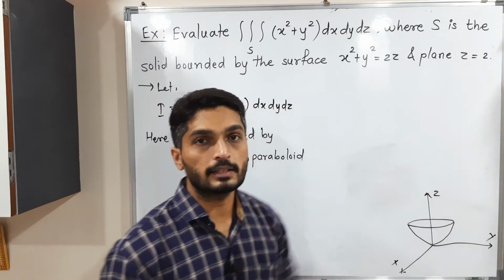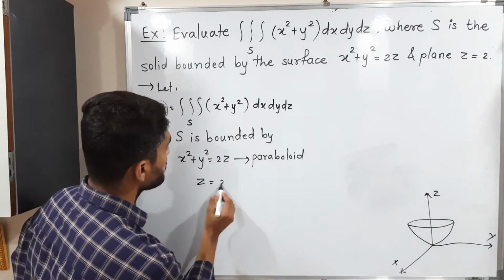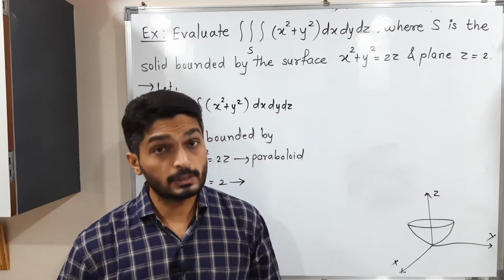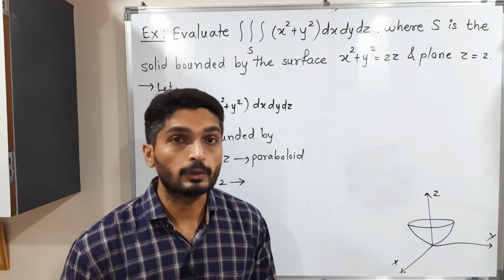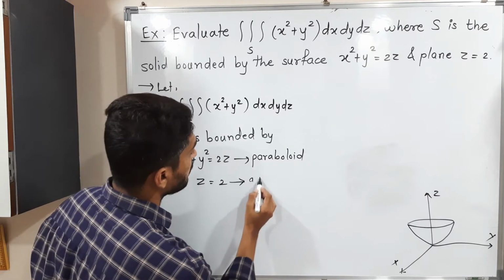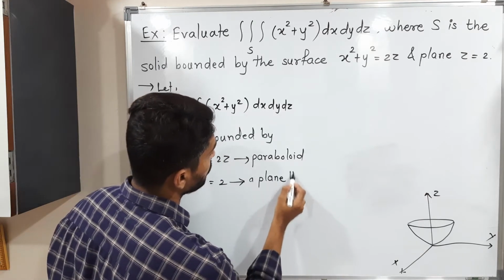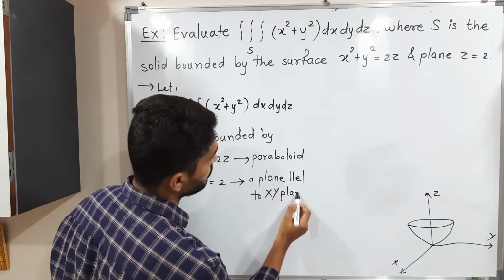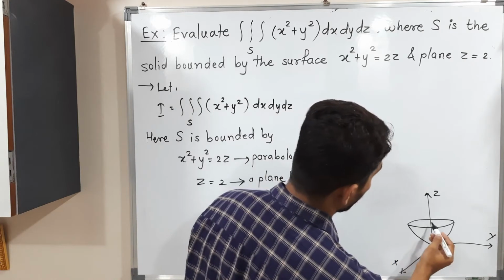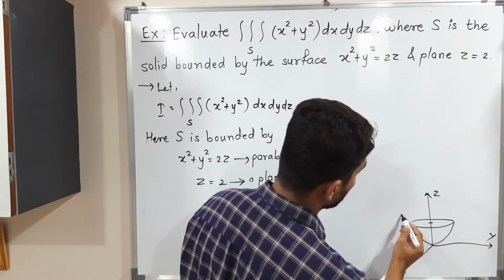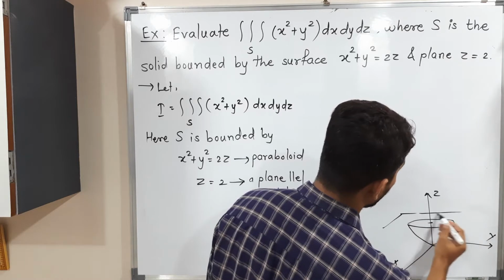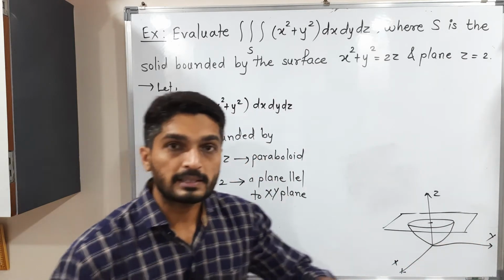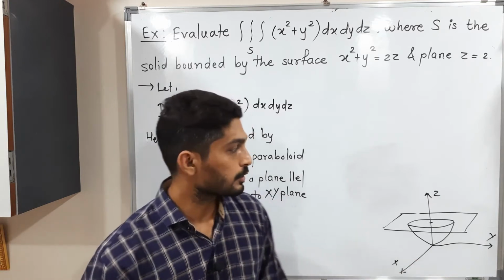Next is z is equal to 2. Actually, it's a plane. It's a plane parallel to the xy plane and passes through z is equal to 2. Suppose z is equal to 2 is here, so the plane will be like this, which is parallel to the xy plane and passes through z is equal to 2. So we have it like this.